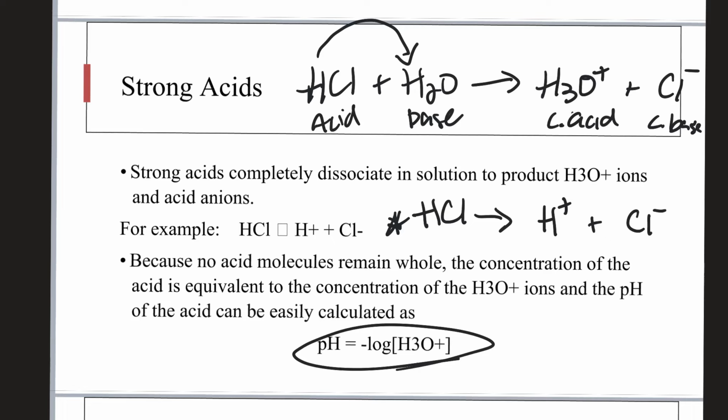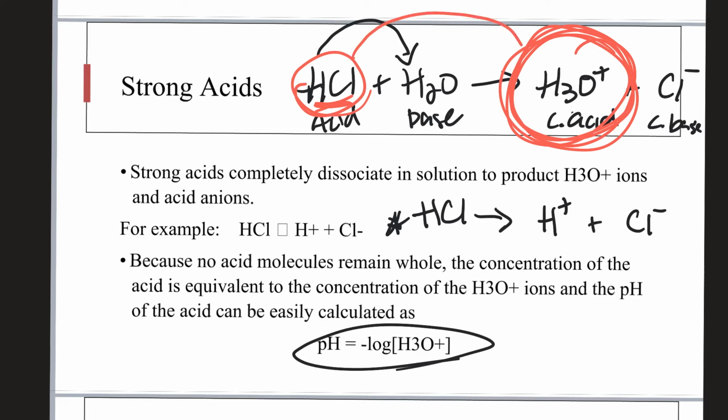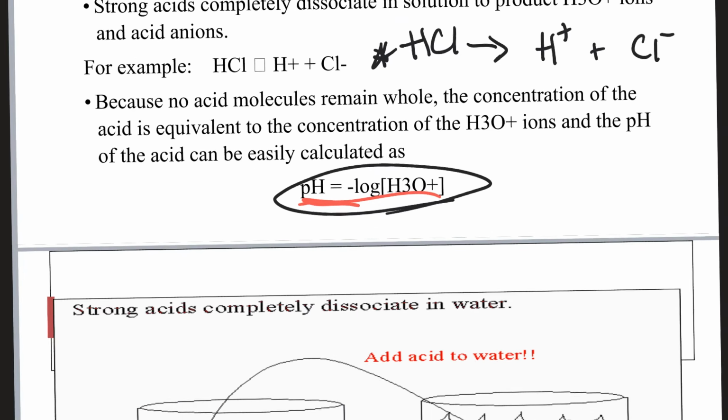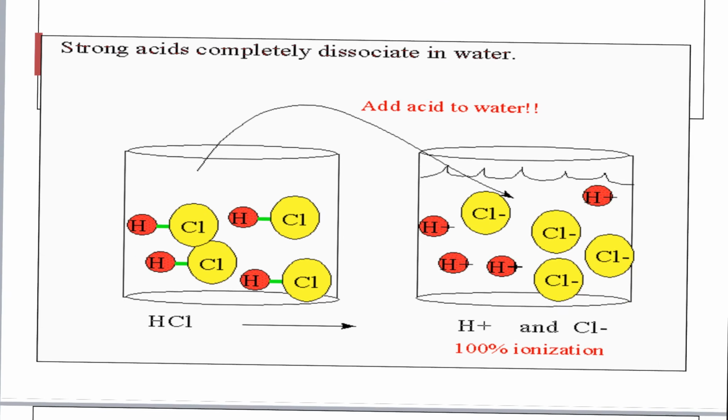So pH is basically the logarithmic calculation of the concentration of this. It's really how much H3O plus you create. And simply because this breaks up completely, the amount of acid you have will always equal how much H3O plus you create. And this is the reason why we can use this equation.